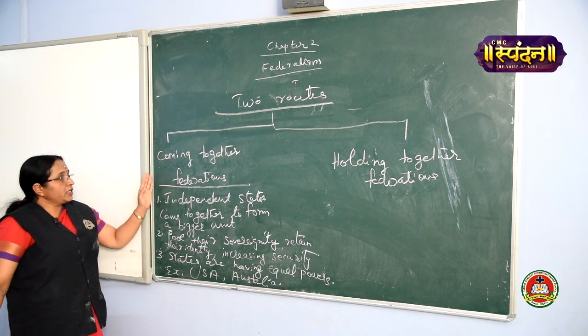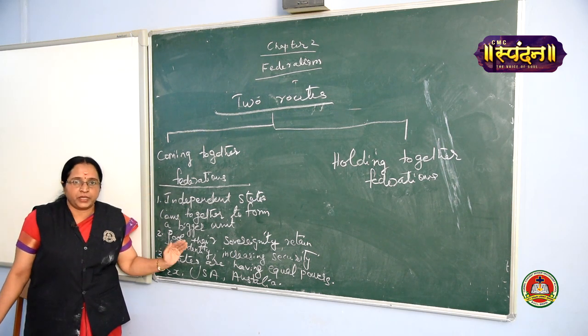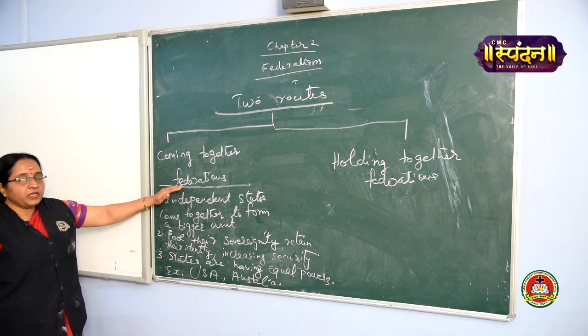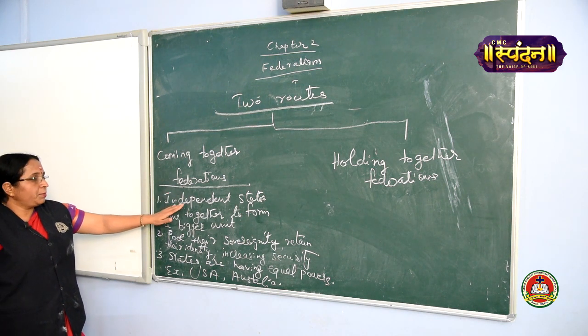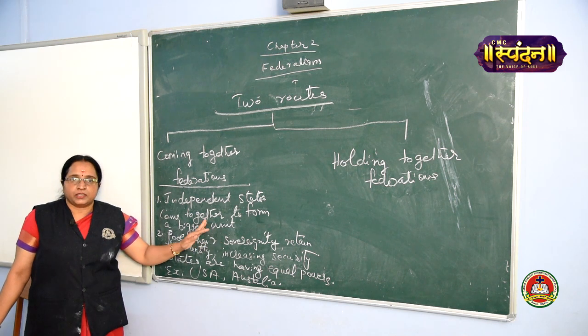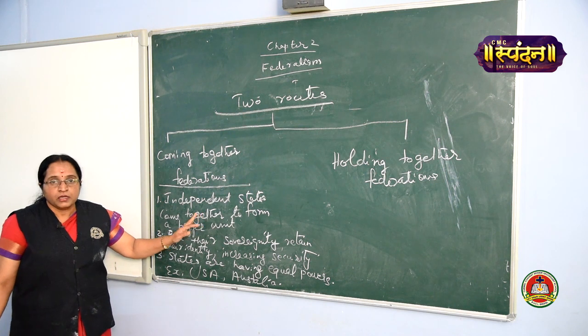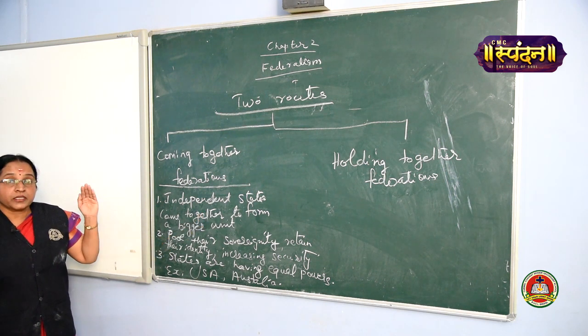Now see, coming together federation. What did you understand by coming together federation? Coming together federation means independent states come together to form a bigger unit. That is known as coming together federation. Clear? Then see, they pool their sovereignty.